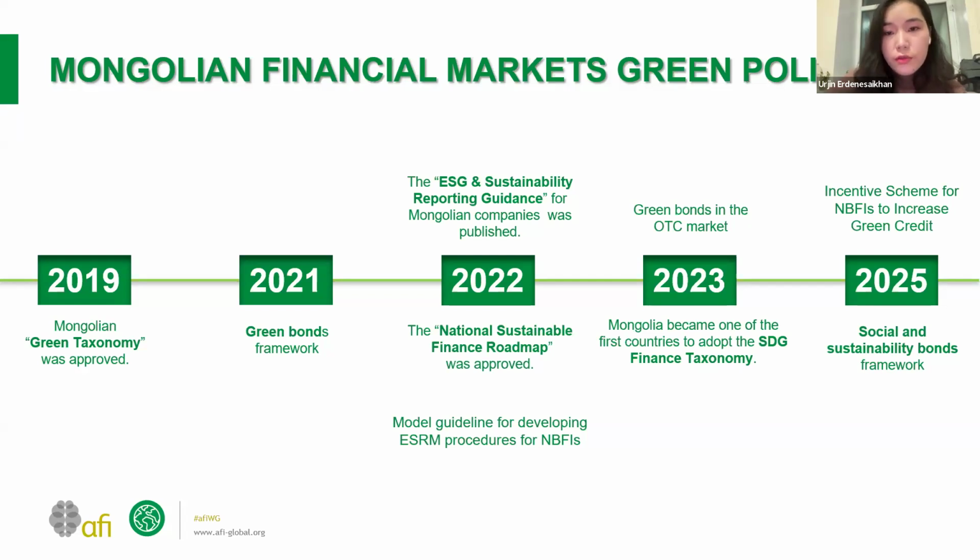In 2023, the Financial Stability Board of Mongolia approved the SDG financing taxonomy, which extends the green taxonomy to social sectors. Also, in January of 2023, the regulation of the Mongolian Association of Securities Dealers on securities registration in the OTC market was approved by our institution. As per the regulation, it's now possible to issue green bonds in the OTC market.